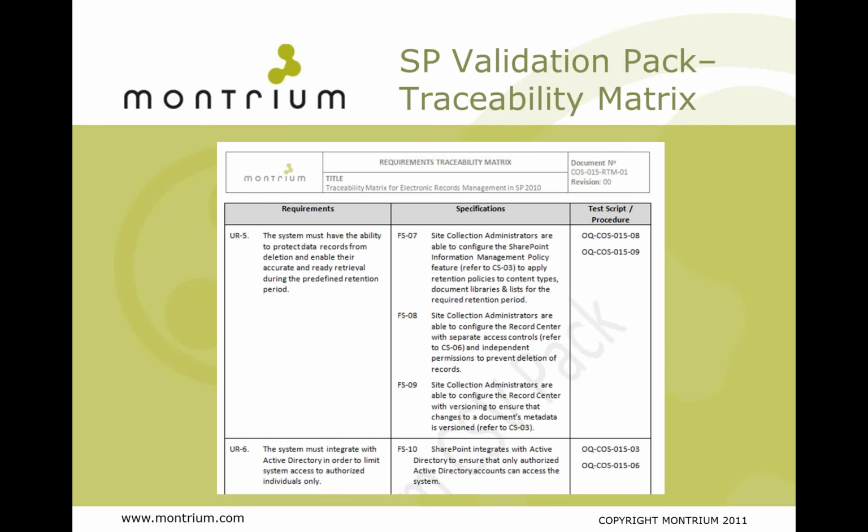So this is an example of the trace matrix where we have our requirements, which links to specifications in the functional and configuration spec, and then afterwards the various different test scripts that we use to test that. So in this case it's OQ test scripts, so operational qualification, but it could also be installation steps. We could also meet these requirements outside of technical controls. It could be procedural controls as well.